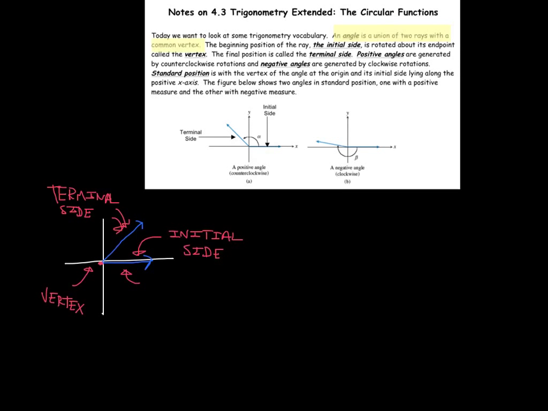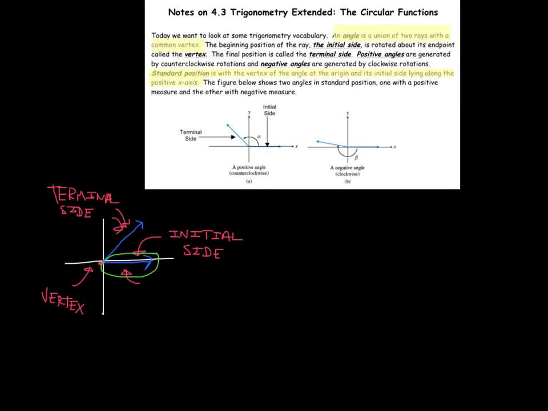All right, and the most common position that we're going to be looking at right now is called standard position. Standard position is when the initial side is along the x-axis. So you can see that right here. Standard position is with the vertex at the origin, and the initial side is lying along the positive x-axis. All right, so that's what we're going to be looking at here at the beginning of this unit.